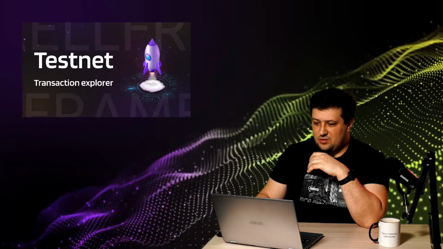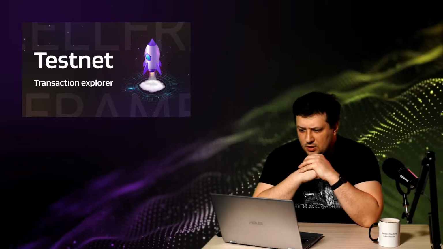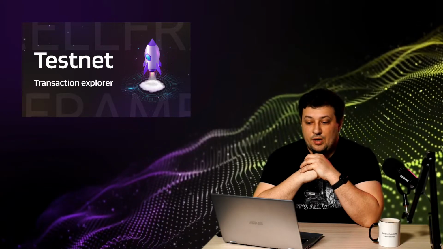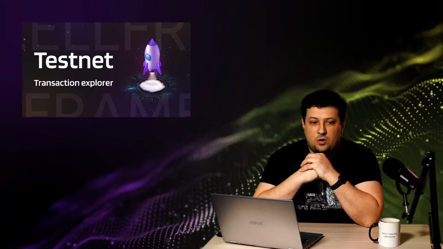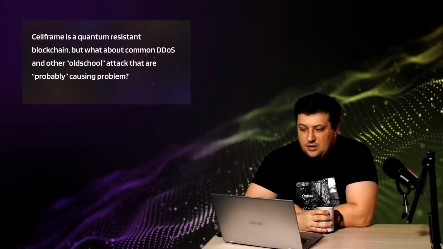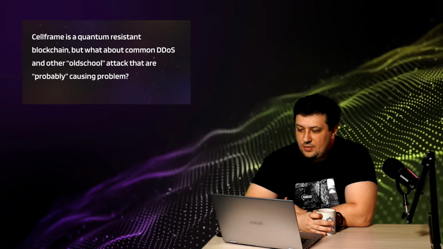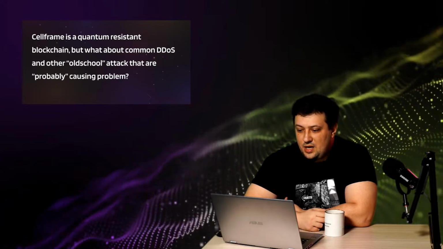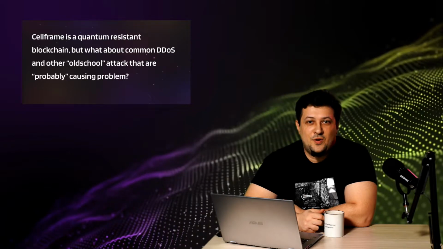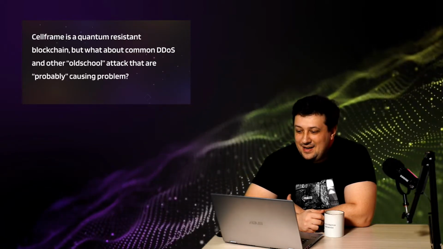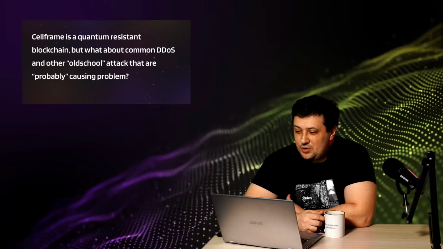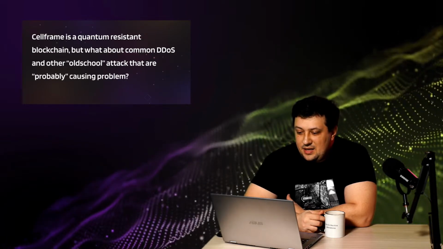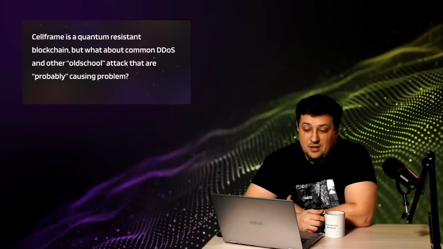And now let's switch to our next chapter, about questions. Questions that you have sent us before this AMA. Let's start from your first question. Selfframe is a quantum resistant blockchain, but what about common DDoS and other old school attacks that are probably causing problems to chains like Solana? Can they be a threat to Selfframe? Thanks. Yeah, we know something about old school, yeah.